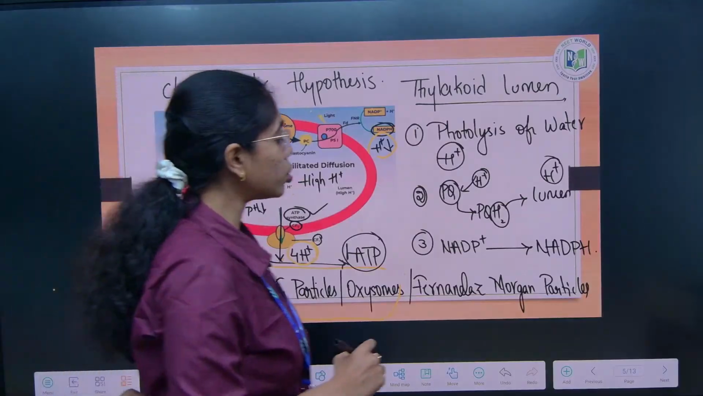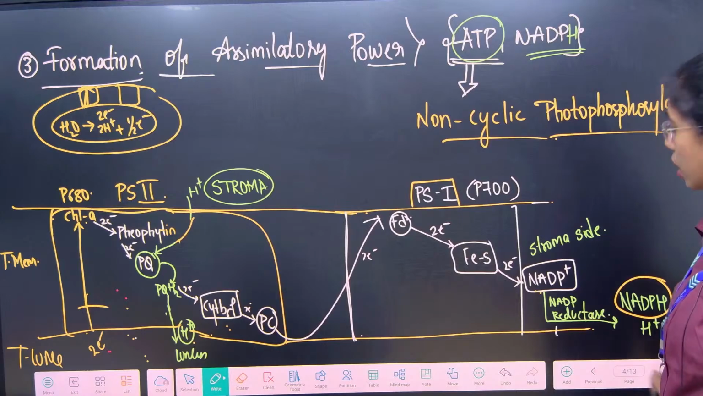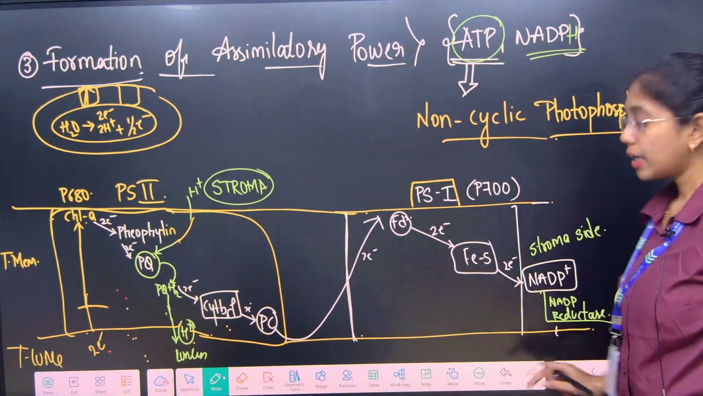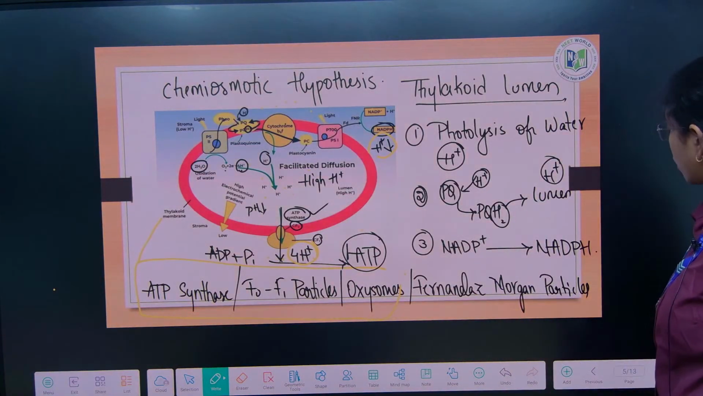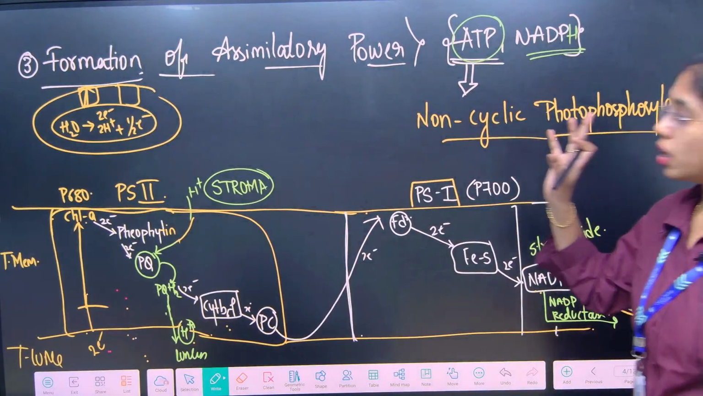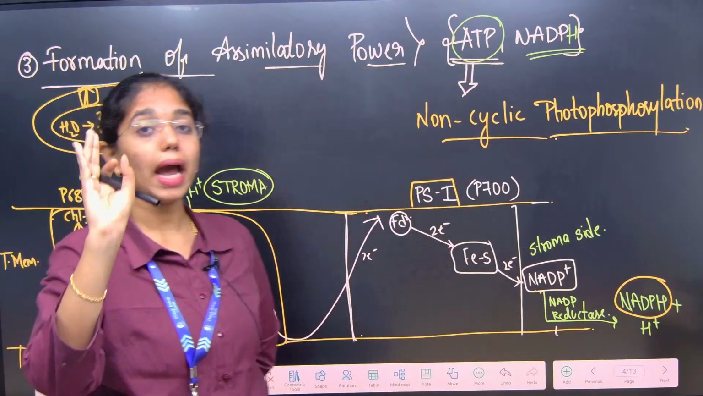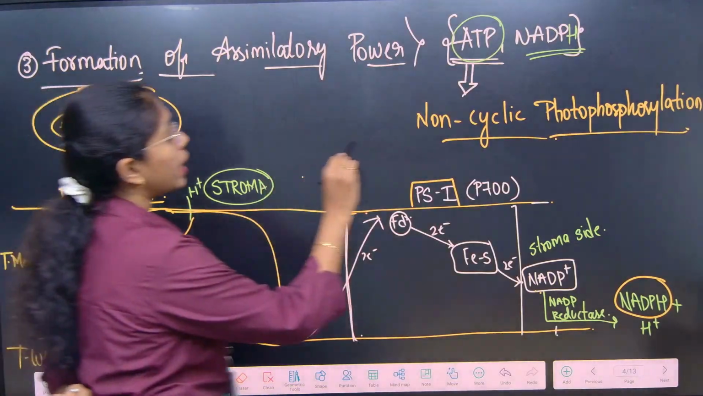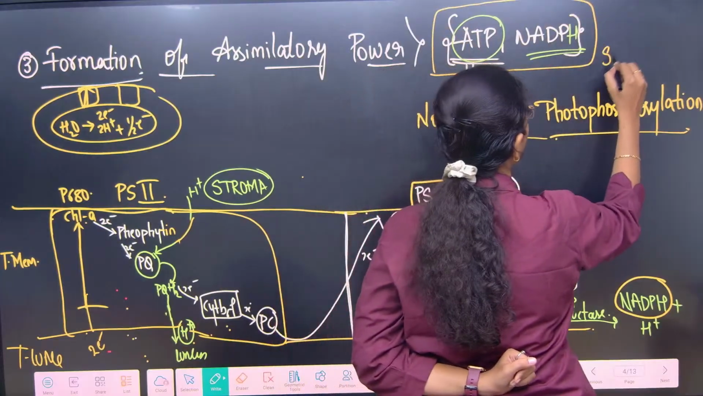So now you understood how the assimilatory power, that is ATP and NADPH, is formed via non-cyclic photophosphorylation and the chemiosmotic hypothesis. Clear, right? Now you tell me what is the site of this reaction where ATP and NADPH are formed. Remember very carefully, ATP and NADPH are formed in the stroma of the chloroplast.